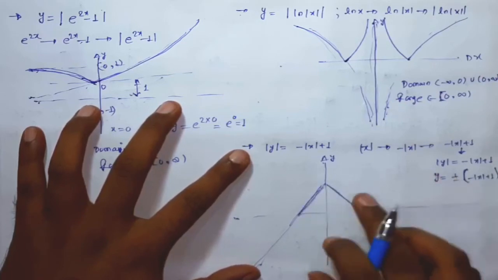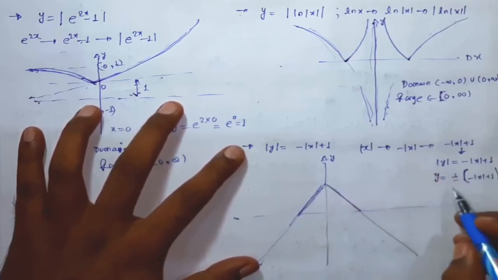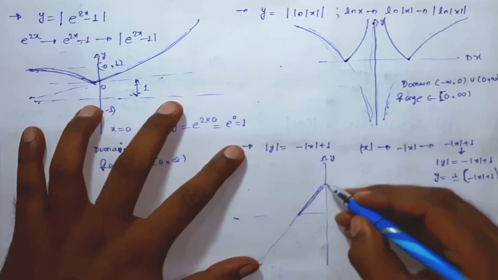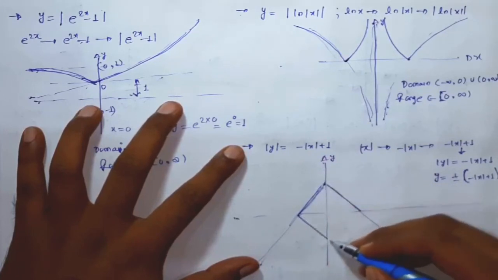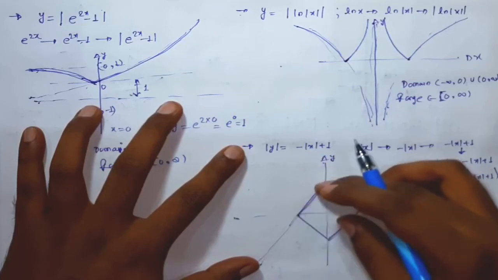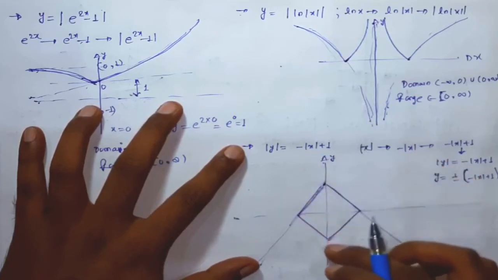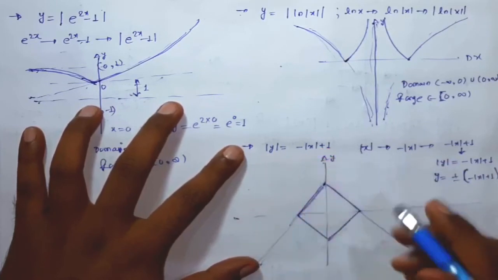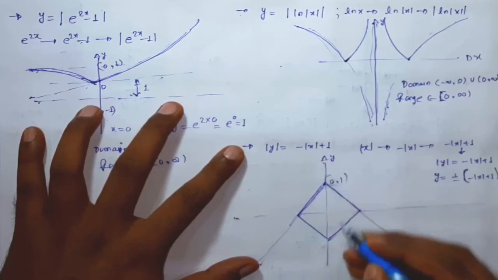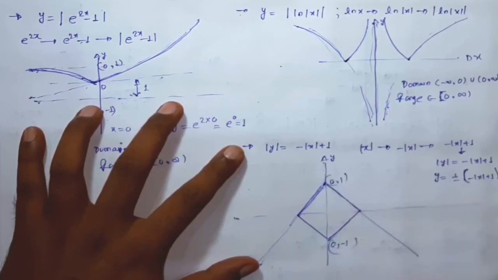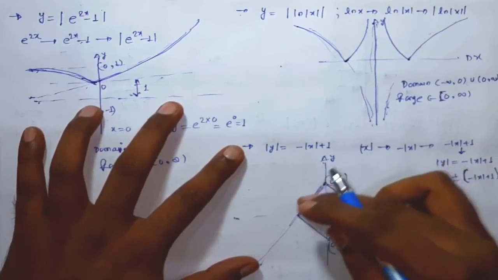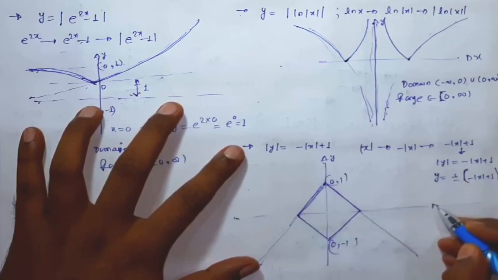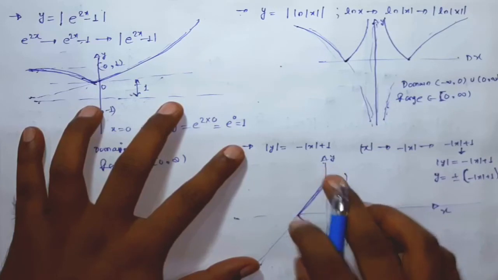Now we will simply take the image in the x-axis to find mod of y is equals to minus mod of x plus 1. So I'm going to take the image of this portion in the x-axis to draw the graph. This is 0 comma 1, this is 0 comma minus 1. So this is how we can find the graph of this function. It looks like a rhombus, or we can say a polygon. This is the x-axis, this is the y-axis. This is how we can draw the graph of this function.